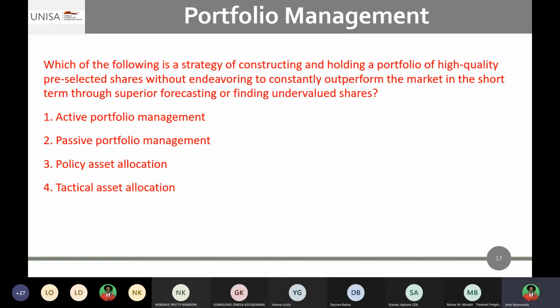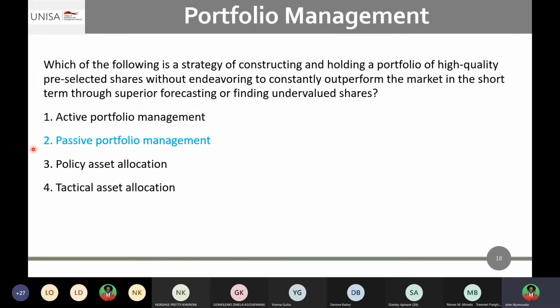Okay, let's see which of the following is correct. Let me go to the next slide. Okay, now we have passive. Let's see the question, maybe in case I chose the wrong one. Which of the following is a strategy of constructing and holding a portfolio of high quality pre-selected shares without endeavoring to constantly outperform the market in the short term through superior forecasting?